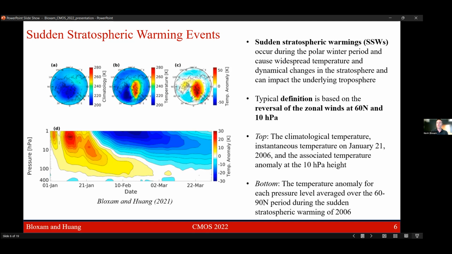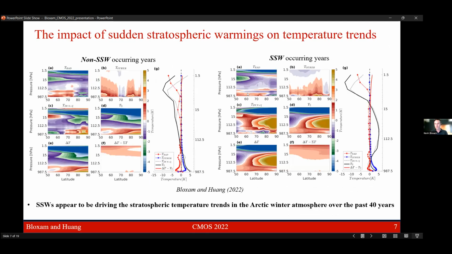So when we go back and filter the 40-year period into non-SSW years and SSW-occurring years, and then do the same partial temperature contributions, we can see that that heating feature has totally disappeared in the non-SSW occurring years. Instead it's widespread cooling throughout the stratosphere, which is consistent with what we would expect in climate change.